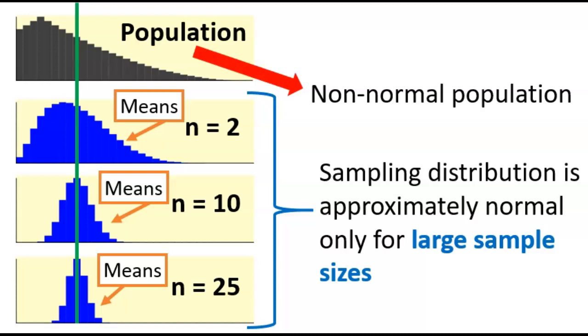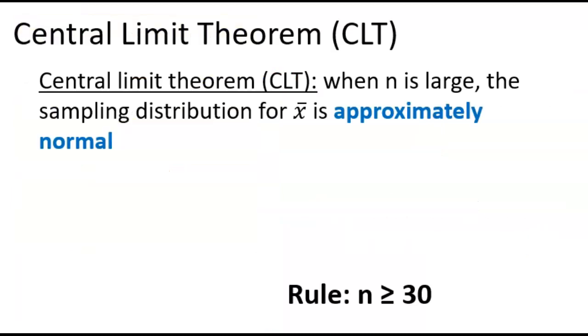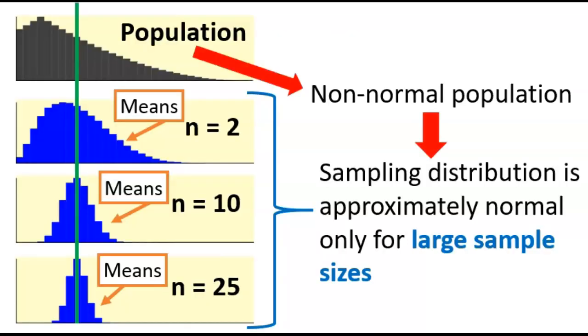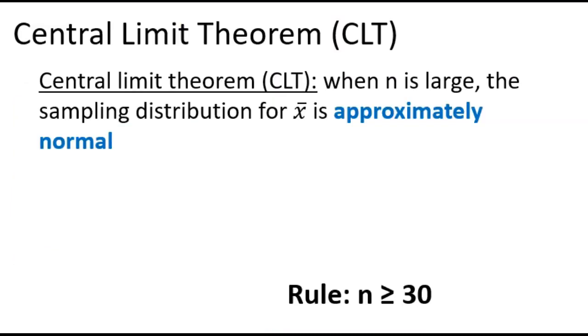Okay, now one of the things that we want to emphasize is, why are we using this rule of 30 to do that? And again, the concept here of non-normal populations, as long as you sample large enough, it's going to be approximately normal, is the idea of the central limit theorem. And the central limit theorem doesn't say any number.